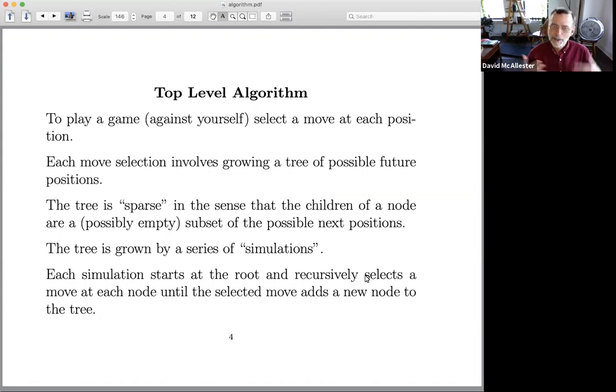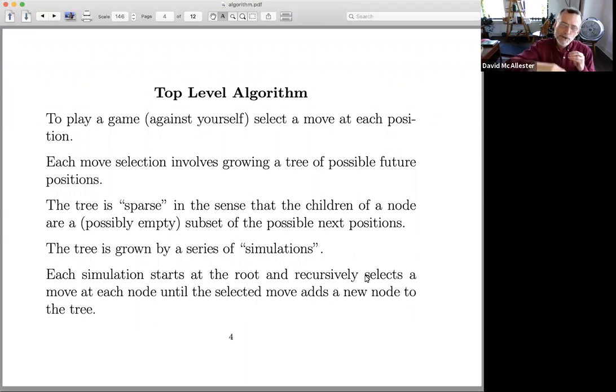So the top level algorithm, you're playing against yourself. To play a game, you have to select a move at each position. And then we're going to play a game, and that game is going to have a winner. Now to select a move at a position, just like in chess games, you're going to grow a Monte Carlo search tree over the possible future positions in selecting each move in the game. The first thing to observe about that tree is that it's sparse. You're going to grow a sparse tree, meaning that for any node in that tree, only a subset of the children of that node will also be in the tree.